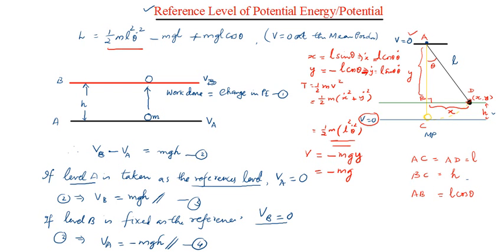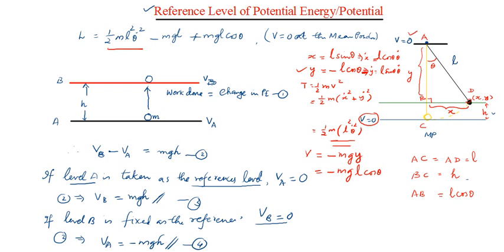You can do it in two ways. One is that either you can take minus mgy, or you can write mgy and then y equal to minus L cos theta, as we have done here. In whatever way you can take, okay? So this is the thing. So minus mgl cos theta, that is the thing we are getting.